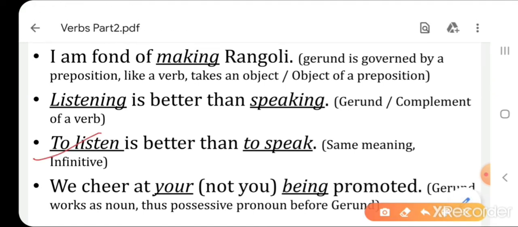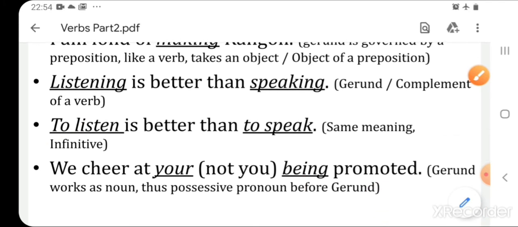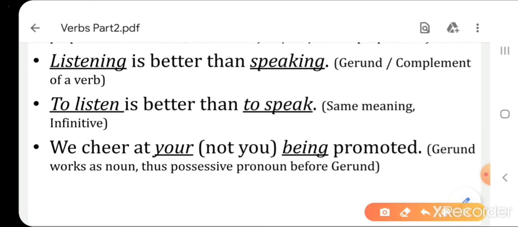Next one, we're excited about your being promoted. Now, in spoken English, this rule is not strictly followed. I'm going to explain to you what that rule is. Here, in spoken English, we use excited about you being promoted. But as being is a noun, because we have learnt that gerund works as a noun, as it is a noun, there should be possessive pronoun your.